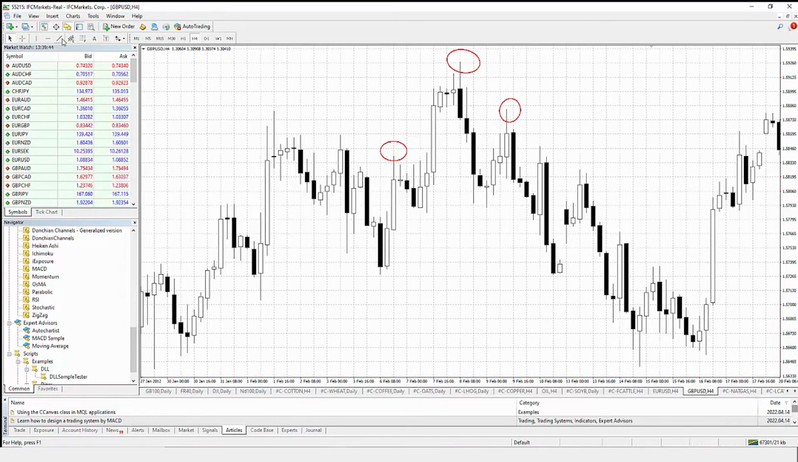A neckline connecting the lowest points of two troughs is this line corresponding to these two troughs. And as we can see, the price was rising in an uptrend, but then it reversed and started falling as the head and shoulders chart pattern was formed and the price broke below the neckline of the chart pattern.